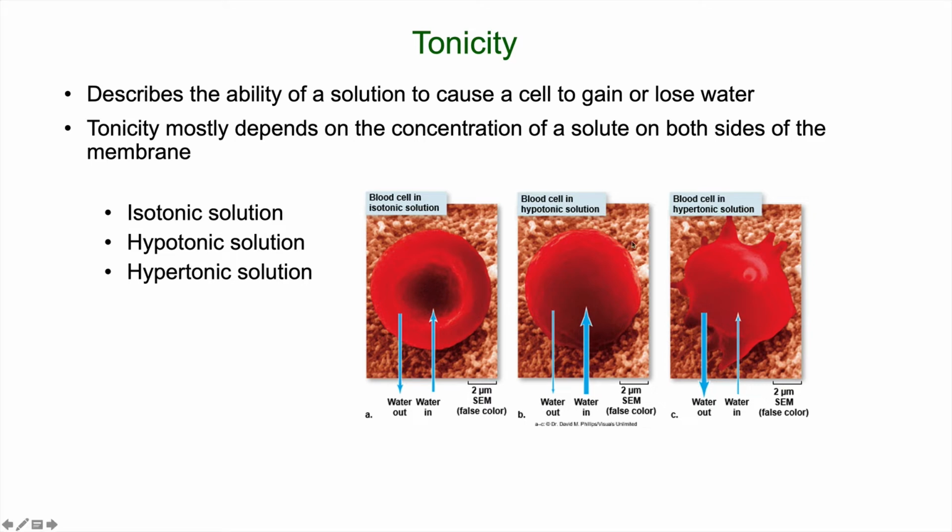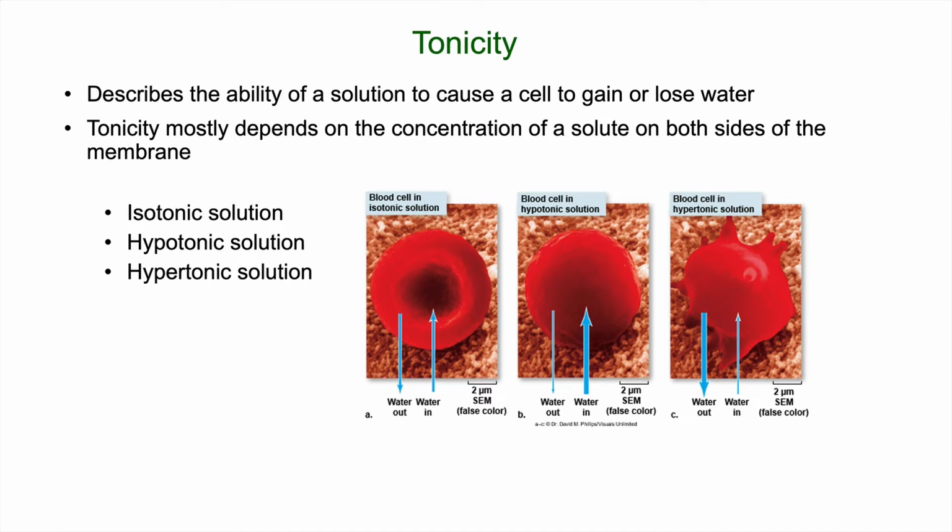If we put the cell in a hypotonic solution, where there's less solute outside the cell than in the cytoplasm, some water is still going to leave, but far more water is going to come in, and this cell is going to swell up, and it may not function as efficiently. If it really swells up without a rigid cell wall, it might burst.